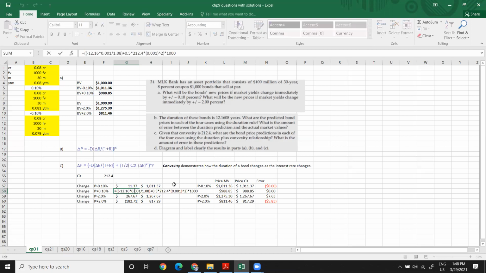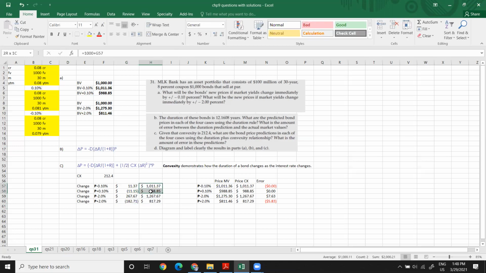But here we have an increase. Here we have a decrease of interest rate by 200 basis points. We have an increase. And as you can see, the bond price with the convexity, the price convexity, is here. And we just compare it with the market value of the bond that we usually estimate when the interest rate changes. And we can see the error term. So actually this could be used to estimate the bond price as a support to market value, to predict in what way it will go, a specific bond value, if you have it.